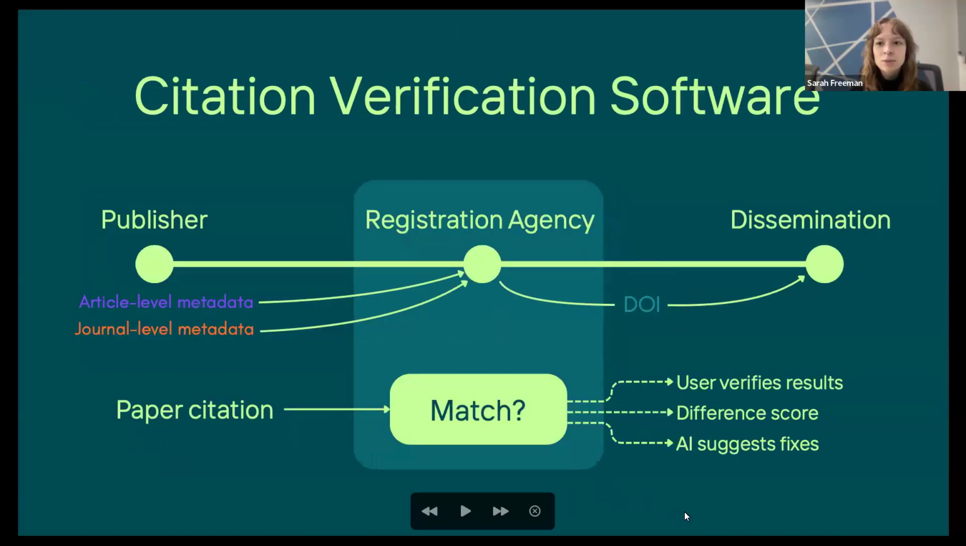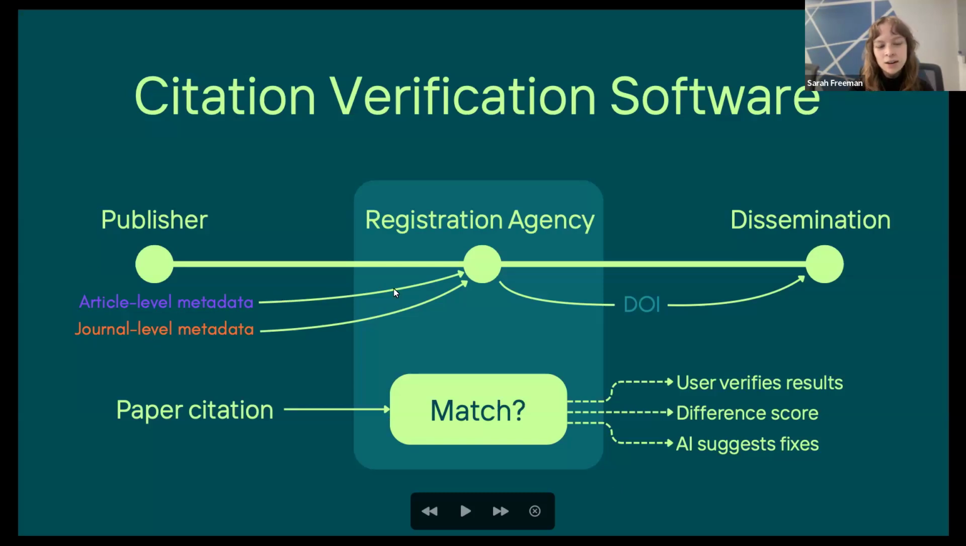So this is a snapshot of how citation verification software generally works. This is true of pretty much all software that's out there for citation verification. So there is existing commercial software that does citation verification. This is also accurate for the tool that we're going to show you, which is something free that we developed in-house.